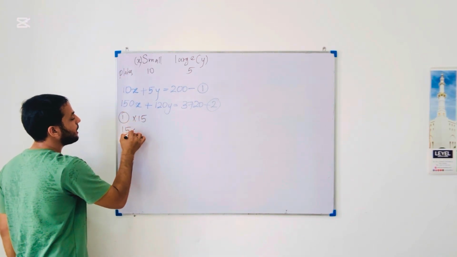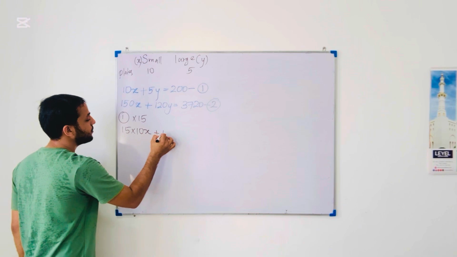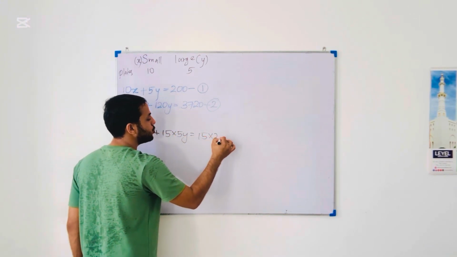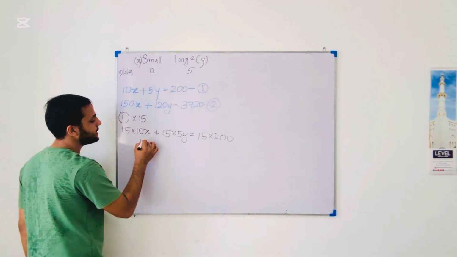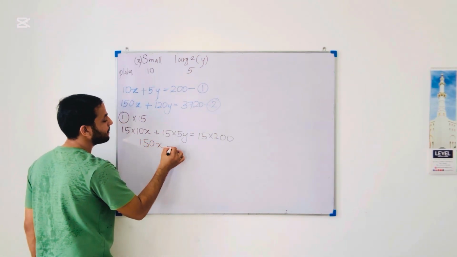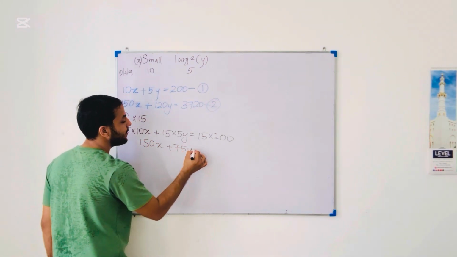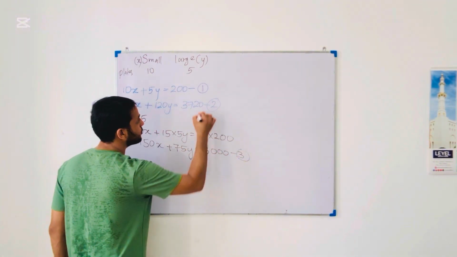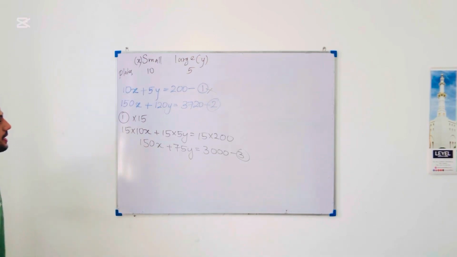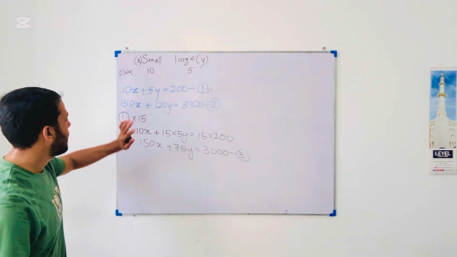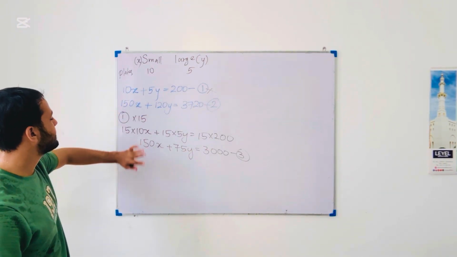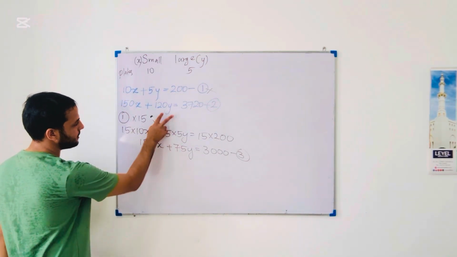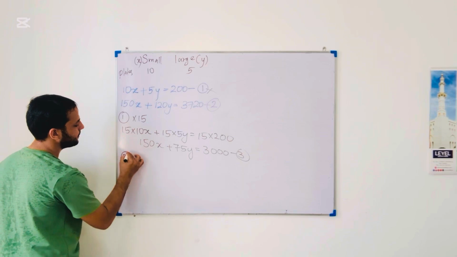So 15 into 10x plus 15 into 5y, that is equal to 15 into 200. If I do the multiplication, I get 150x plus 75y, that is equal to 3000. That's my third equation, so I don't need the first one anymore. If I compare 2 and 3 here, I can remove x by subtracting. Remember, same sign, subtraction. To make y positive, I'll do 2 minus 3.